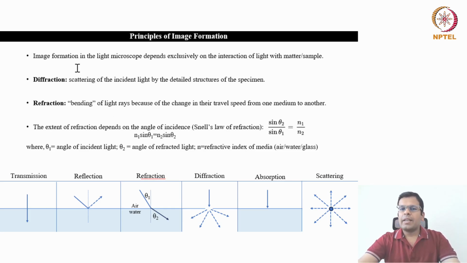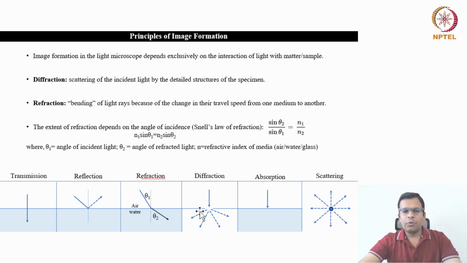Image formation in the light microscope depends exclusively on the interaction of light with matter, and matter means your sample. When light interacts with matter, any one of these six phenomena can take place. Some of the light will get transmitted, some will be reflected, some refracted, some diffracted, some absorbed in terms of photons, and some scattered.